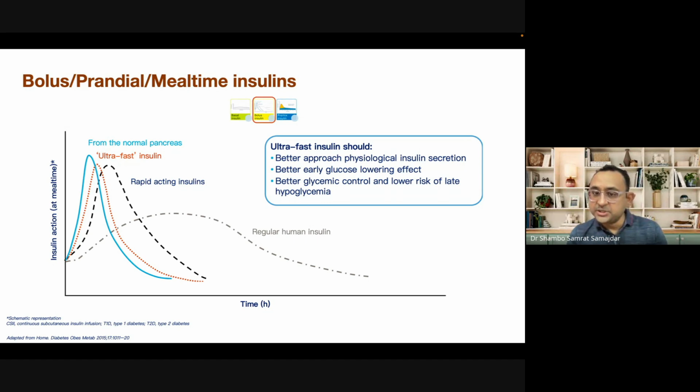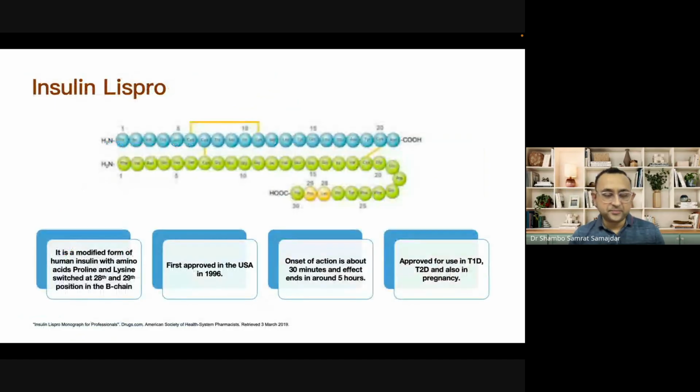But now we are moving from rapid-acting insulin to ultra-fast insulin. Why is ultra-fast insulin important? Because we could have a better approach to physiological insulin secretion, better early glucose lowering effect, better glycemic control, and lower risk of late hypoglycemia. So we had lispro, which is a fast-acting analog. We can see the modification here in the beta chain, especially the proline and lysine being switched at positions 28-29. It was there from 1996. Onset of action is around 30 minutes and the effect ends around 5 hours.